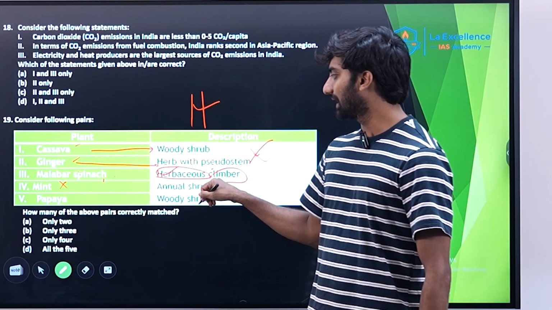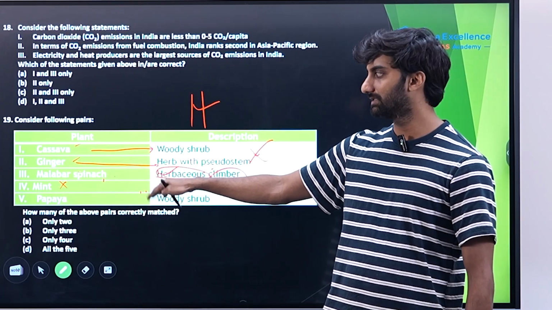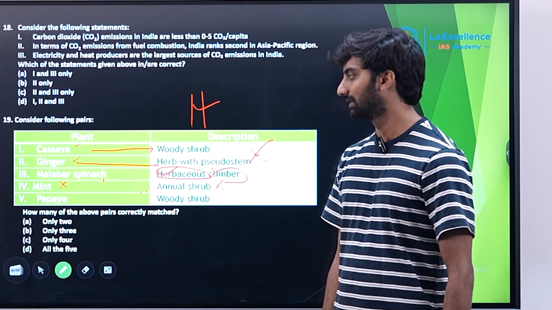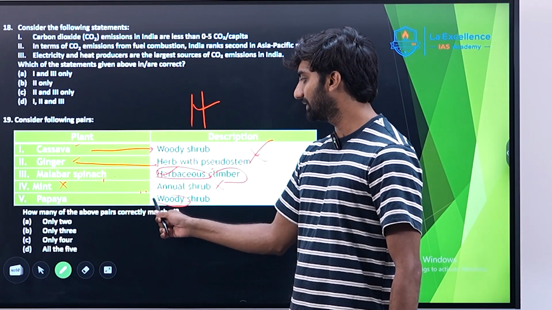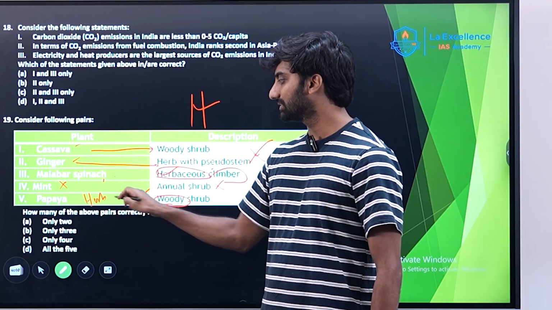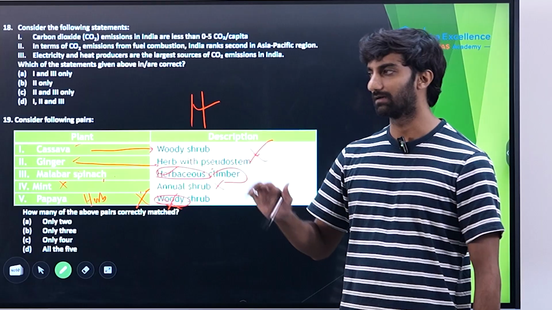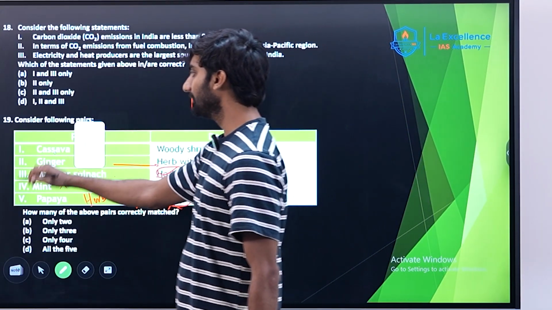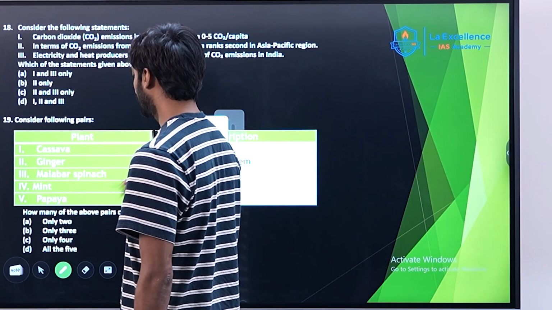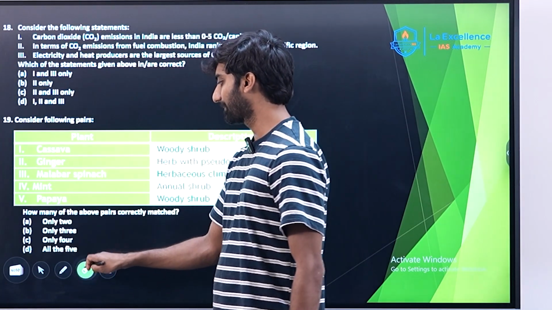Mint. So mint is not an annual shrub. It is just a perennial. It is not a perennial shrub. It generally grows in particular seasons. Papaya is a woody shrub. So it is not woody. So papaya is again a type of herb. So it is not a woody shrub. That stem of papaya will be relatively green in color, not wood. So with respect to this statement, only 3 are true. So 4th and 5th are not correct. B.